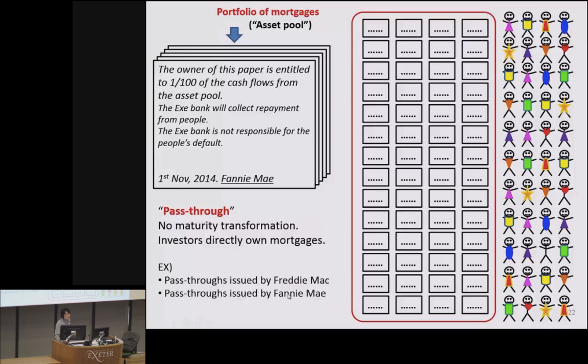Examples include pass-throughs issued by Fannie Mae or by Freddie Mac. These are the government agencies, government-sponsored companies in the United States whose mission is to acquire these mortgages, bundle them, slice them, and issue these type of mortgage-backed securities. Now, for investors, this is a much more attractive investment than the mortgage of just James.